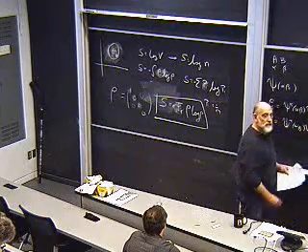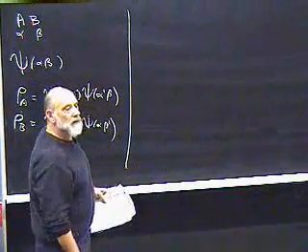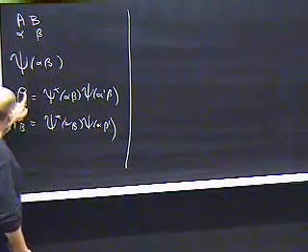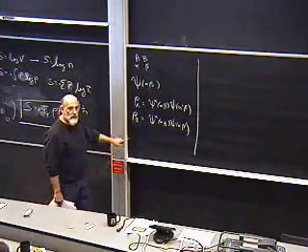Sorry, what is the definition of the entanglement entropy of A? What is the definition? Trace rho log rho for A, trace rho log rho for B.